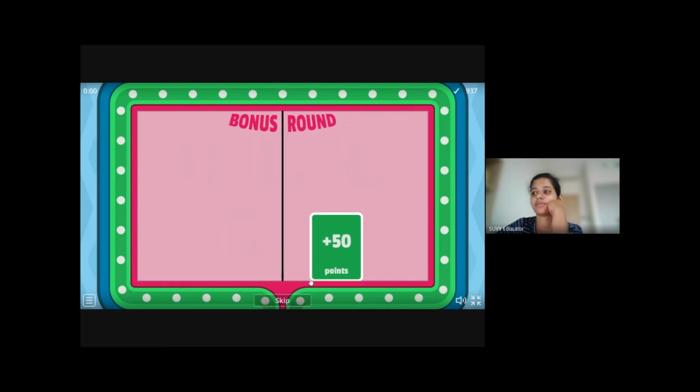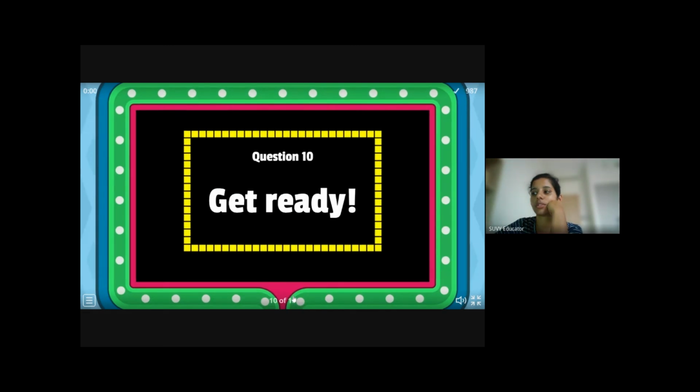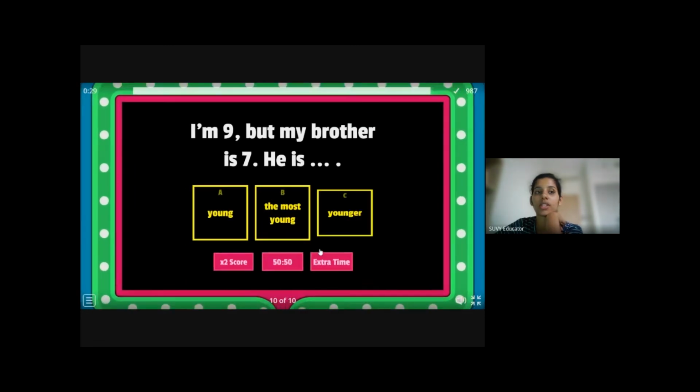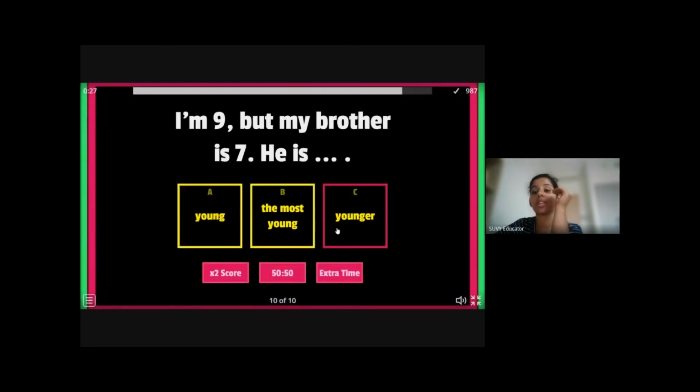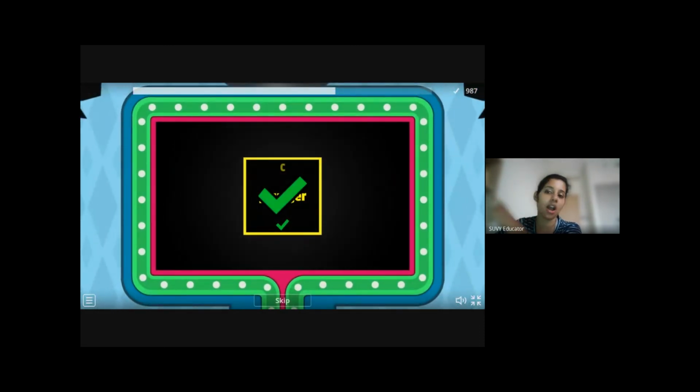Again, words round. See how much we get this out. That's 50. This is the last question. So I'm 9, but my brother is 7. He is dash. So it's now comparing between me and my brother. So again, comparing comes, you use the comparative degree and it has to be with an ER. So it becomes younger.